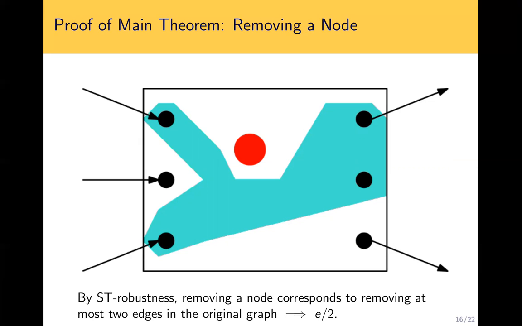And so what this corresponds to is, it's like we're removing 2 edges, the edges in red here, from the original graph. And that's because we can no longer guarantee that each of the input red edges connects to all of the outgoing edges. And so by this ST robustness property, we see that removing a node in our transform graph corresponds to removing at most 2 edges in the original graph. And that's the reason that our transform graph is E over 2, comma D instead of just E, because we potentially lose 2 edges.